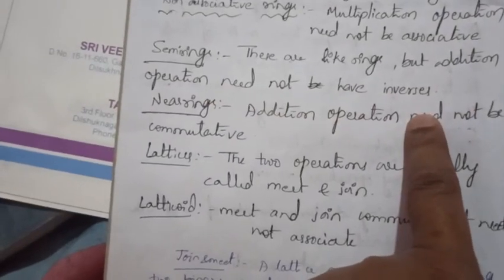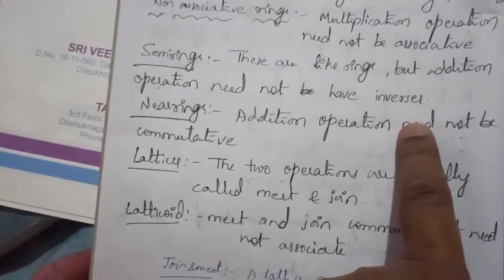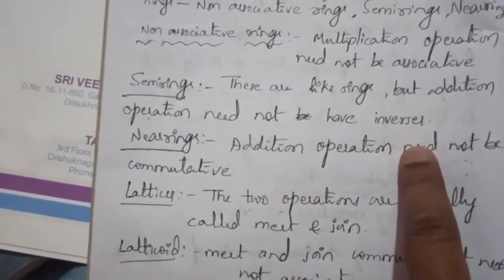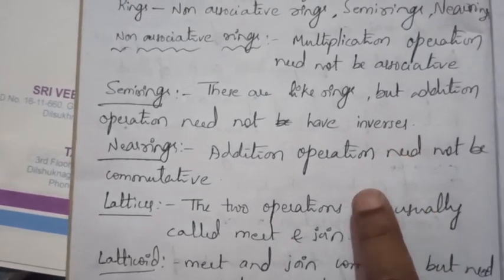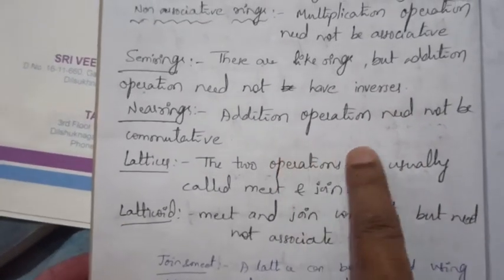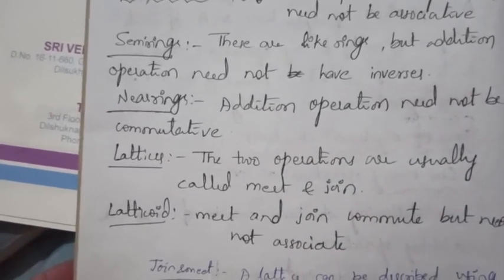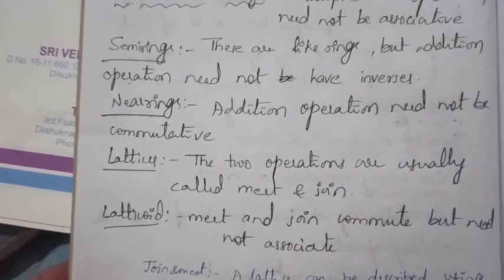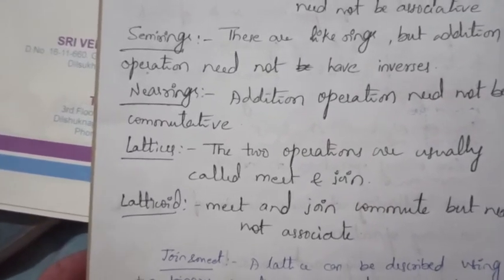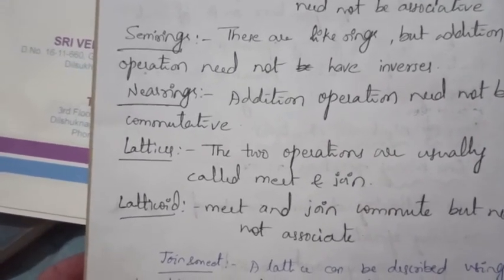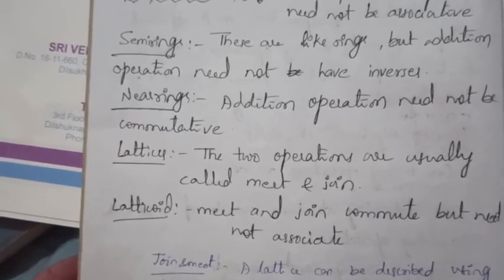In the addition operation, there is no inverse for all elements. That is called a semi-ring. Next one is near-ring. The addition operation need not be commutative. That means near-ring means the addition operation is not commutative, not an abelian group.